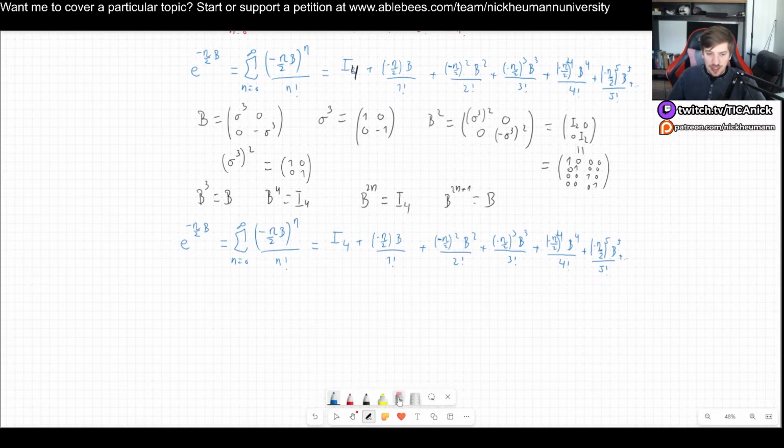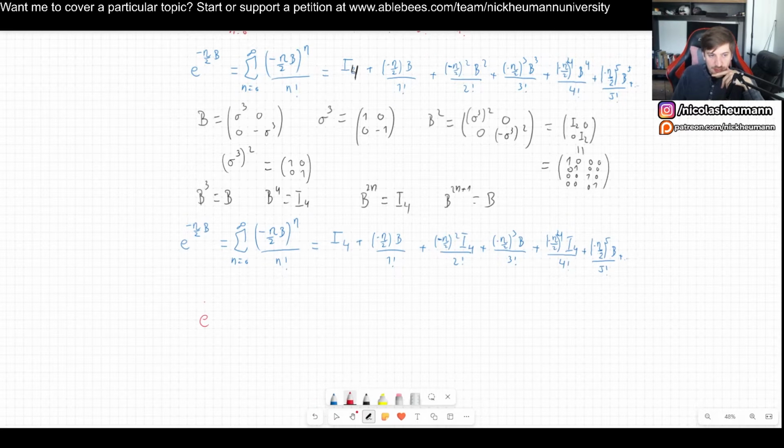Okay, so here our b squared is going to be the identity. Our b cubed is going to be b. B to the 4th is going to be the identity. B to the 5th is simply b. Okay, now again, let's factor the identity and also b and group them together.